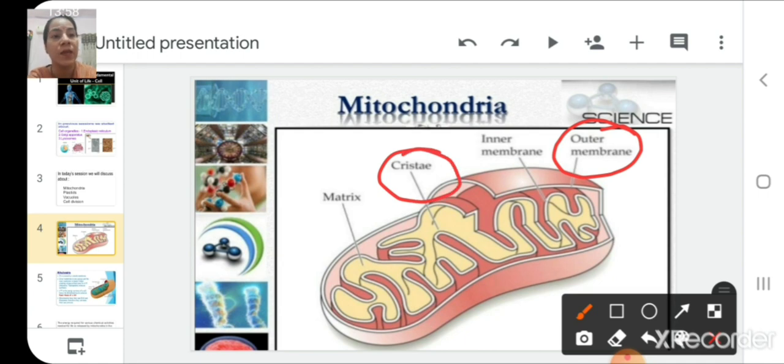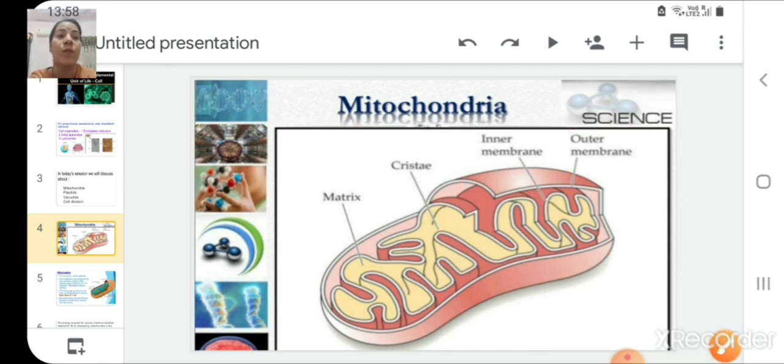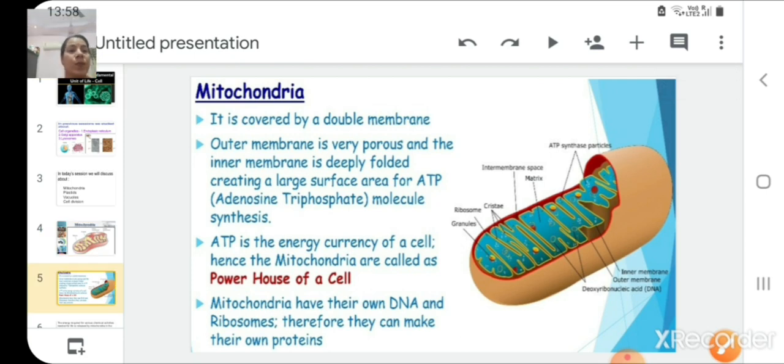See, this is the inner membrane, and this inner membrane has some projections, some internal folding, and this folding makes the structure which is known as cristae. These structures are cristae, and inside there is a material which is known as the matrix. So this is just the general structure of a mitochondria. Now let us look at other characteristic features of mitochondria.